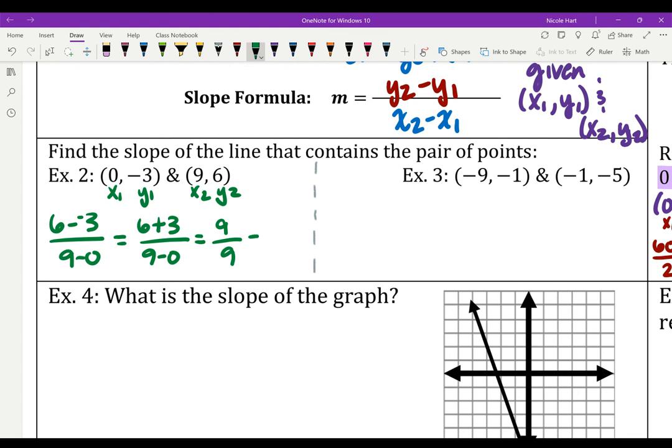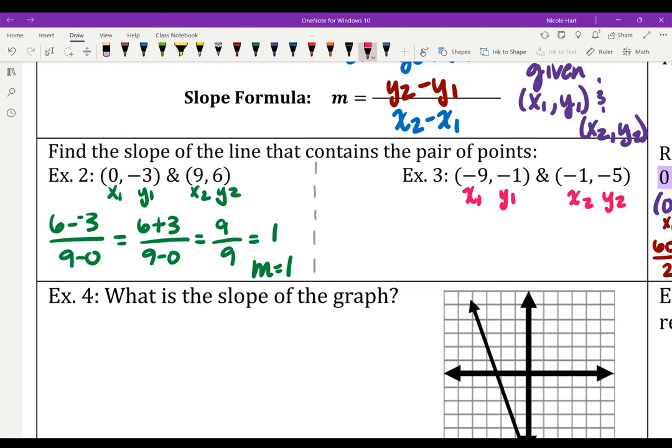9 minus 0 is 9. This just turns into 1. So it has a slope of 1. Our next example provides us with negative 9, negative 1 as our x1, y1, and negative 1, negative 5 as our x2, y2.